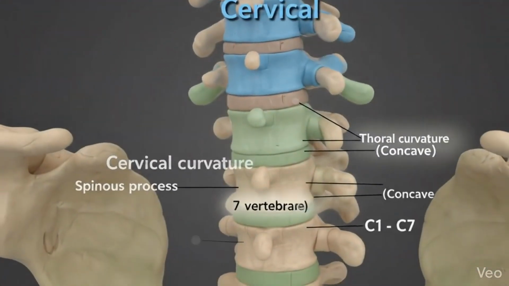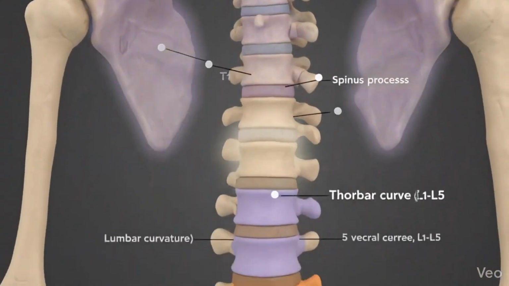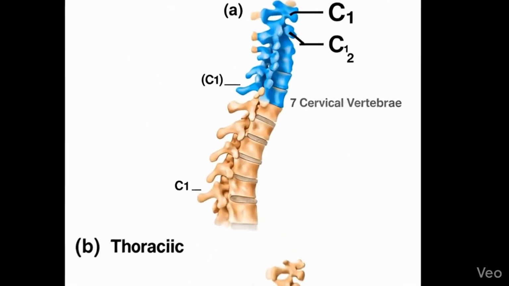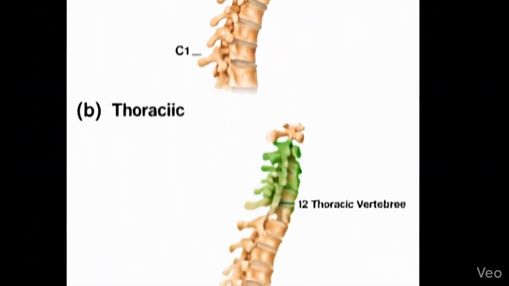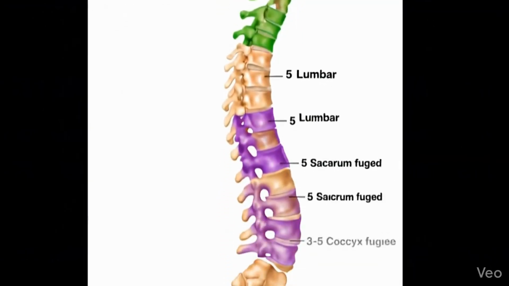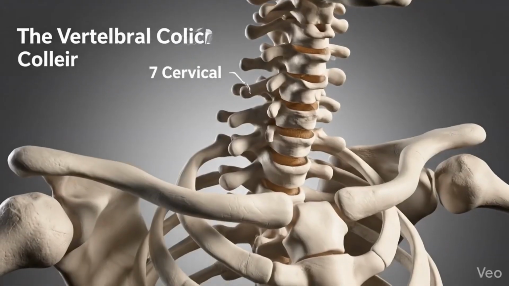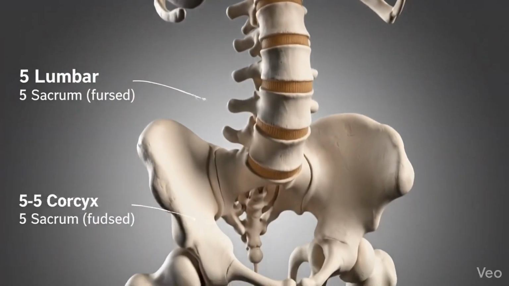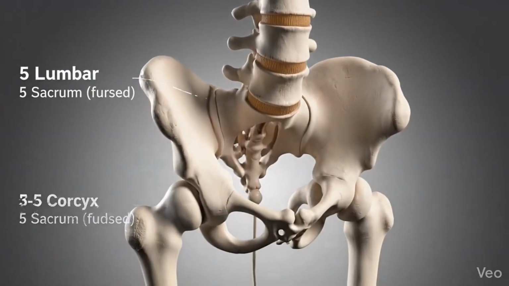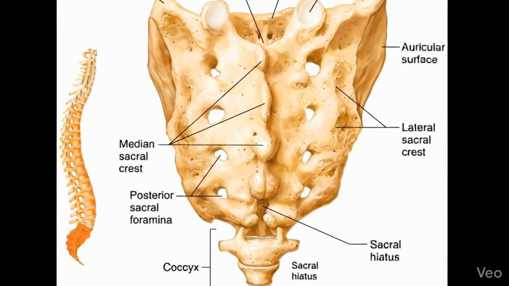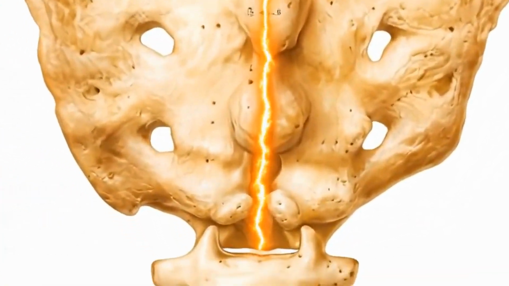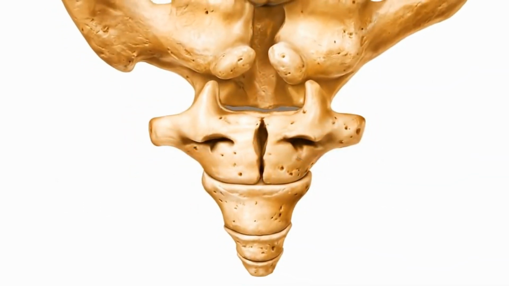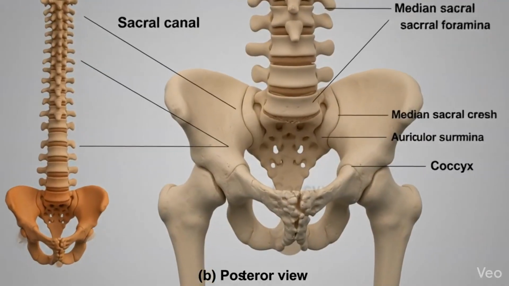Let's study the vertebral column. The column is composed of several vertebrae. There are 7 cervical, 12 thoracic, and 5 lumbar. At the base, we find the 5 fused vertebrae of the sacrum and the 3 to 5 fused vertebrae of the coccyx.